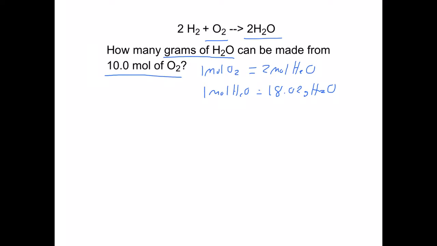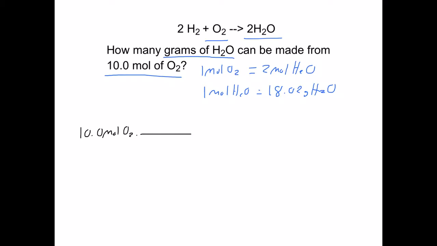So we write down our given of 10.0 moles of O2. Our first conversion will need to get us from moles of O2 to moles of H2O. And by looking at the mole ratio there, for every 1 mole of O2, we will be producing 2 moles of H2O. So you can kind of expect that whatever we were starting with, we would be making twice as much water.